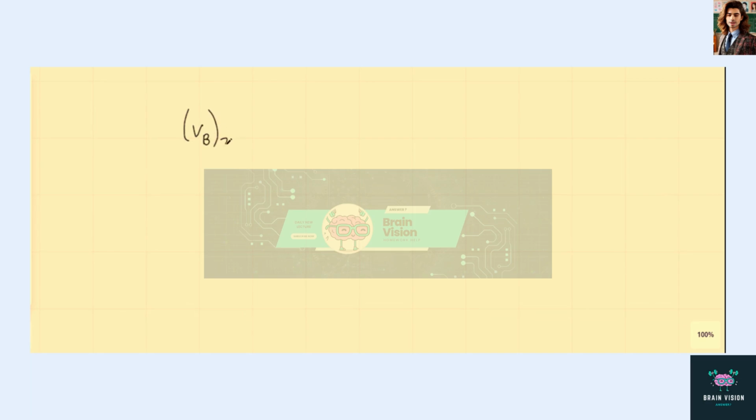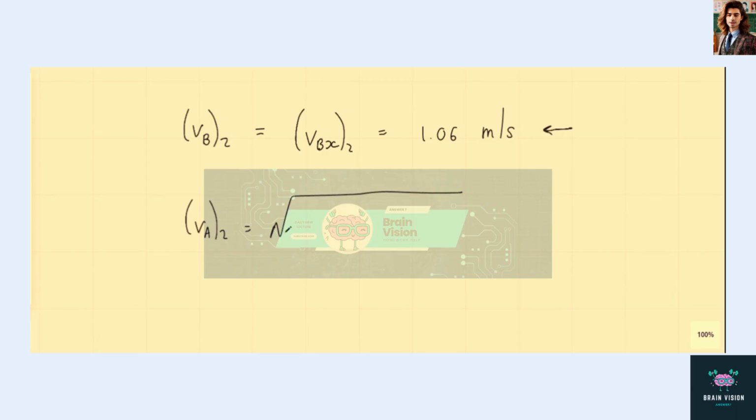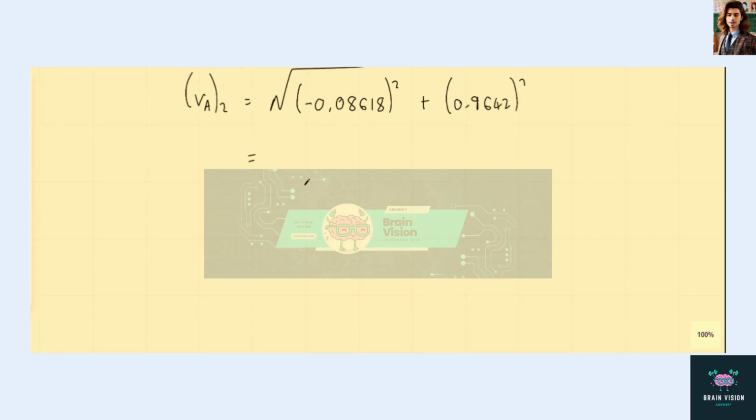So the velocity of B after the collision is equal to its x component purely. So that's VBX2, and this is equal to 1.06 meters per second to the left. VA2 is equal to, so the magnitude is the square root of the sum of squares of the components. So that's minus 0.08618 squared plus the y component 0.9642 squared. And so the magnitude of VA after the collision is 0.968 meters per second.